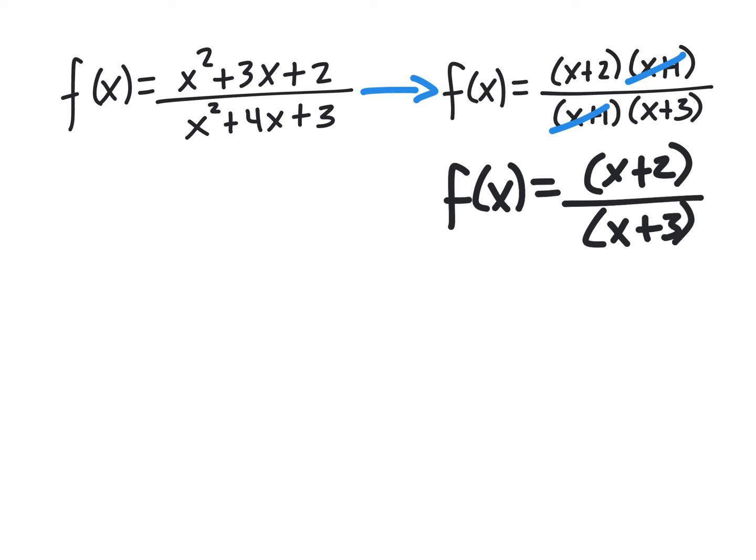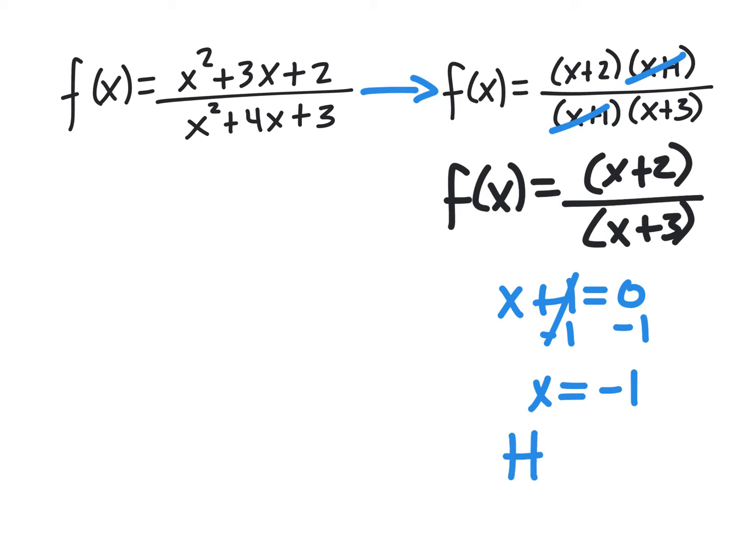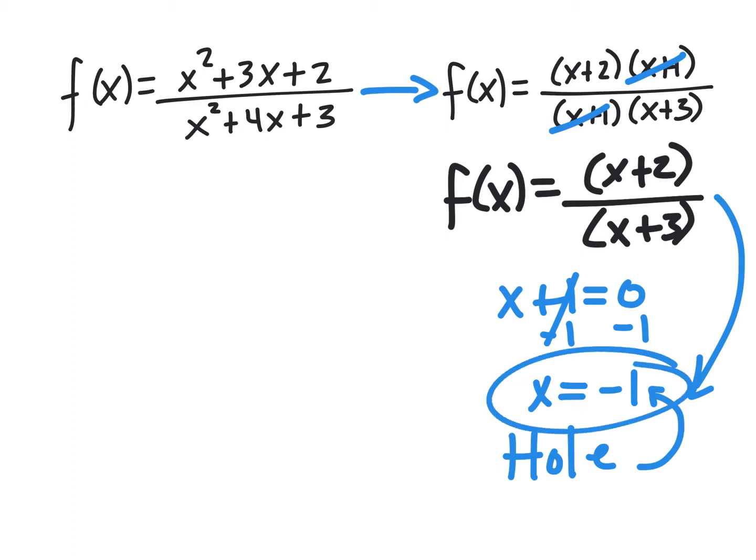Now this x plus 1 that we canceled is where the hole is going to happen. This is why it's called a removable discontinuity, because we're removing a piece of the graph. This x plus 1 that we removed is what we're going to use to solve for it. So whatever you remove, the x plus 1, we set it equal to 0 and solve for x. When you move everything to the other side, you get x equals -1. And this is where the hole happens. The hole for this function happens at x equals -1.